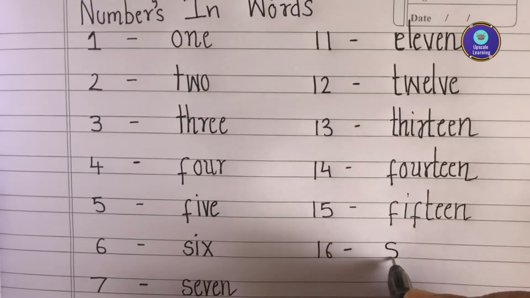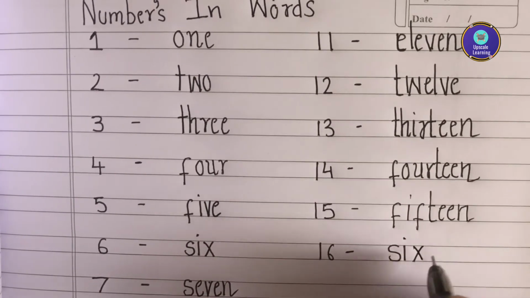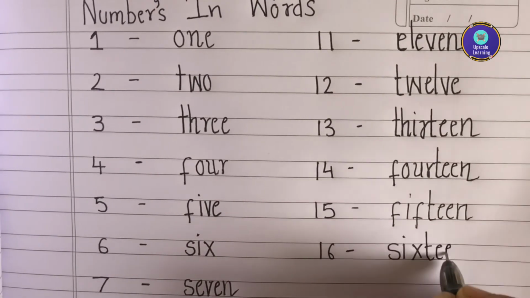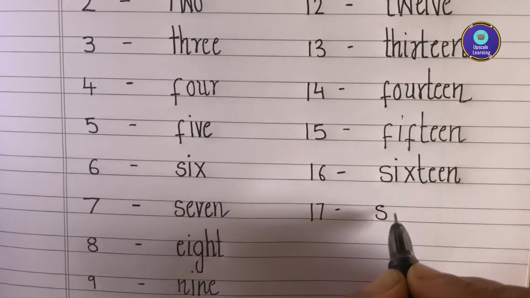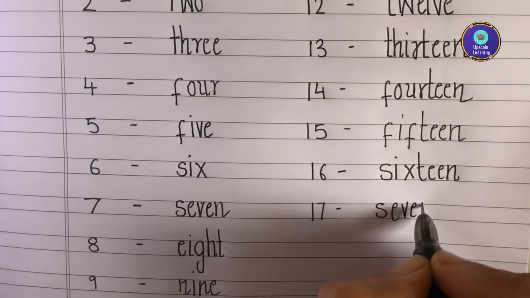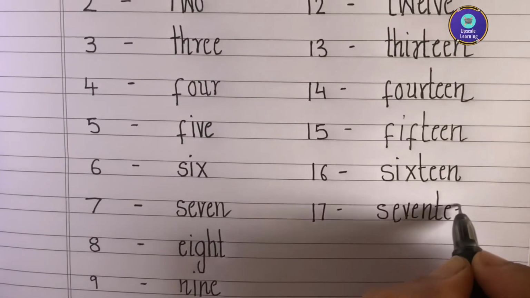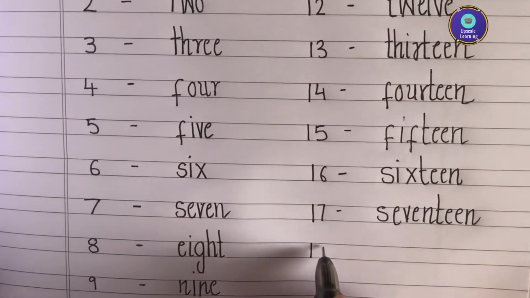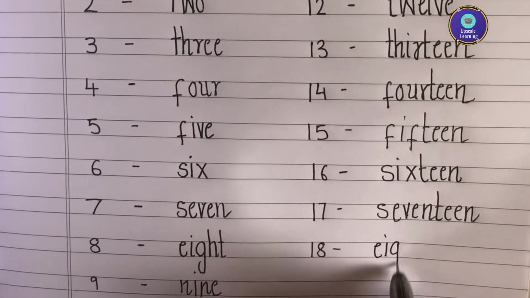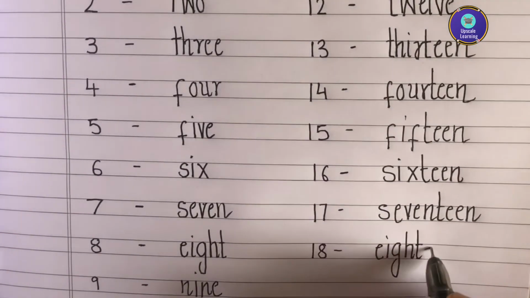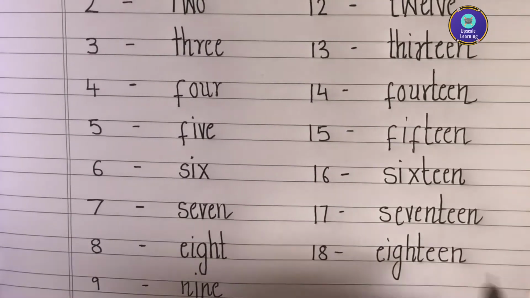16. S, I, X, T, E, E, N, sixteen. 17. S, E, V, E, N, T, E, E, N, seventeen. 18. E, I, G, H, T, E, E, N, eighteen.